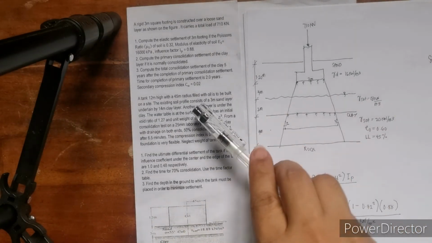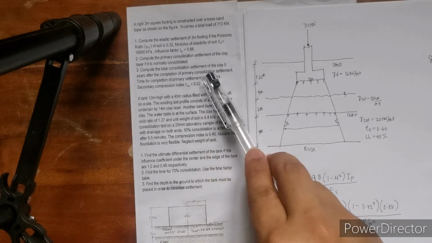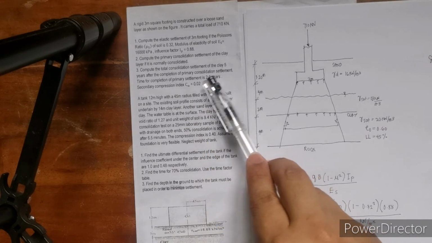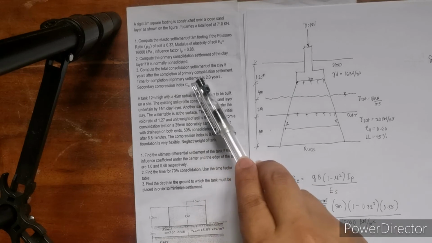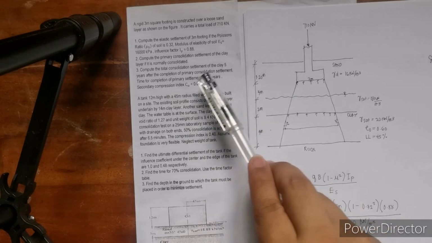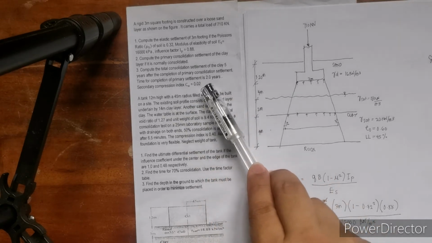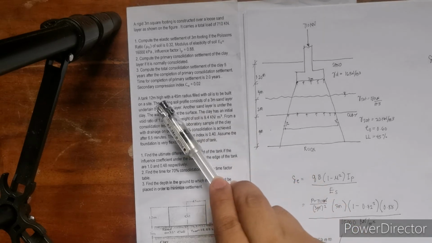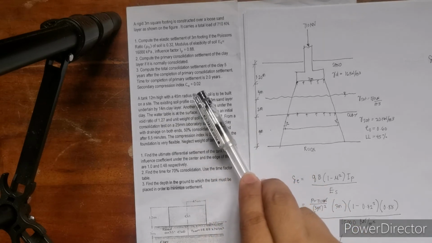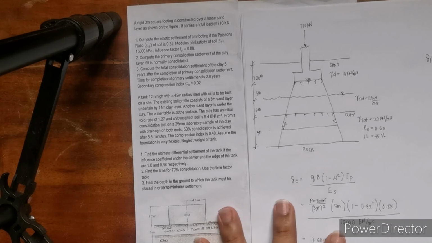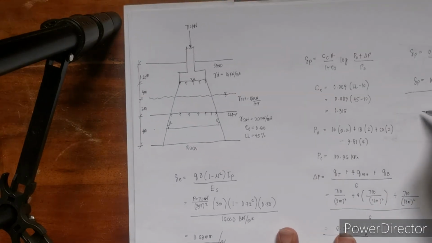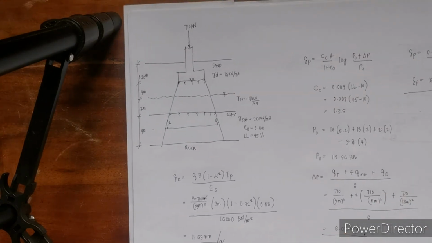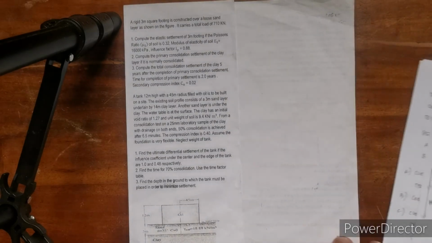For the third requirement, compute the total consolidation settlement of the clay 5 years after the completion of primary consolidation settlement. Time for completion of primary settlement is 2 years. The secondary compression index is given 0.02. So, para makuha natin mismo yung ating total settlement, kailangan natin kunin muna yung ating secondary settlement.